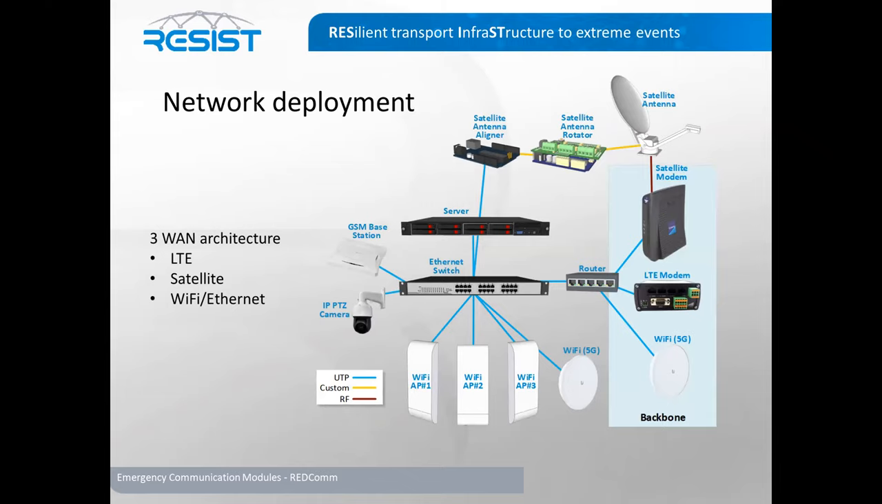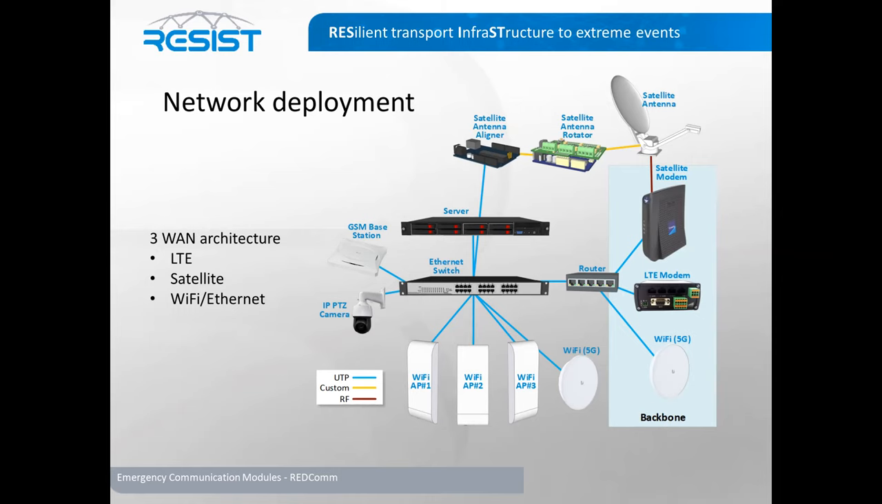Regarding the network deployment of the REDCOM, we have three options for internet access. We have an LTE modem, which uses SIM cards to provide internet through cellular data. We have a satellite modem to provide internet through satellite. And also we have several access points that can be used as clients to receive internet access wirelessly from another wireless station. Of course, there is also the obvious option to plug in a cable.